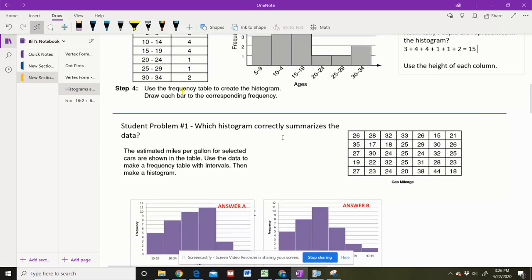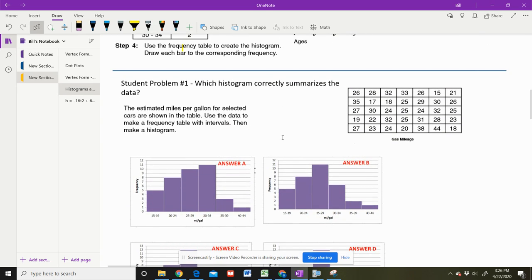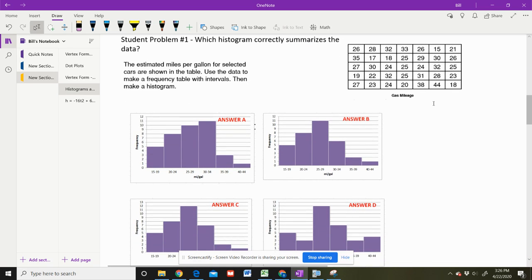So on this one, we are going to look at which histogram correctly summarizes the data. So on this one, you don't have to make your own histogram. Tough for you guys to do at home. But basically the question is, the estimated miles per gallon for selected cars are shown in the table over here. Use the data to make a frequency table with intervals, then make a histogram.